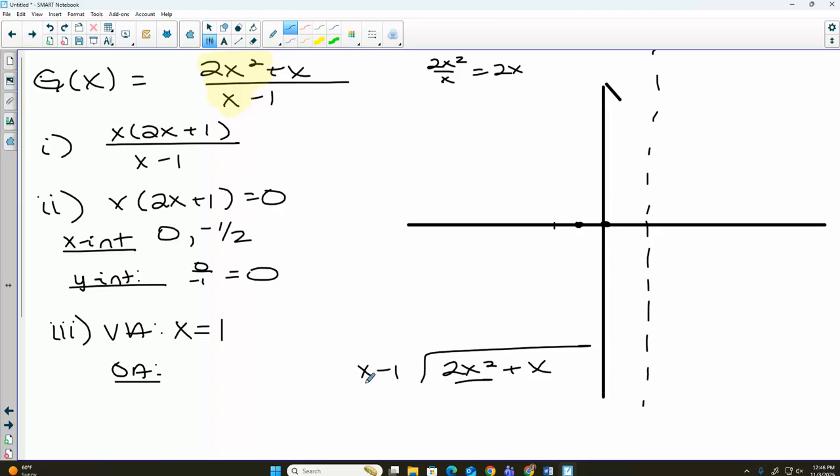So 2x squared divided by x. And then you multiply. 2x times x is 2x squared. 2x times -1 is -2x. What do we do now? Positive 2x squared minus 2x squared, that cancels. X plus 2x would be 3x. What is 3x divided by x? 3. So that's my oblique. Y equals 2x plus 3.